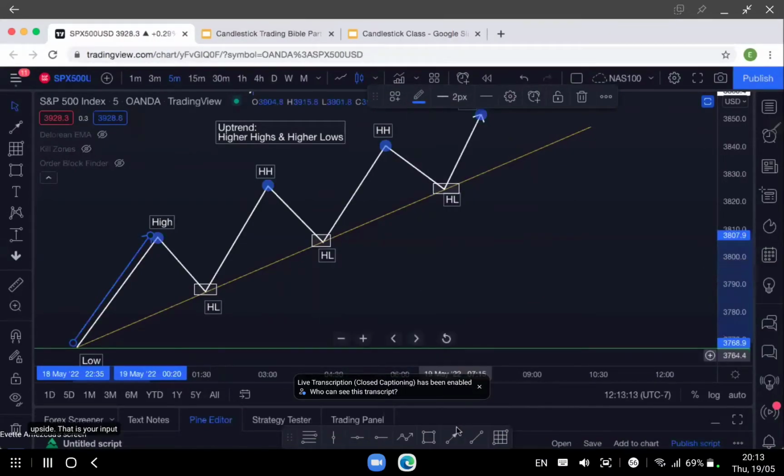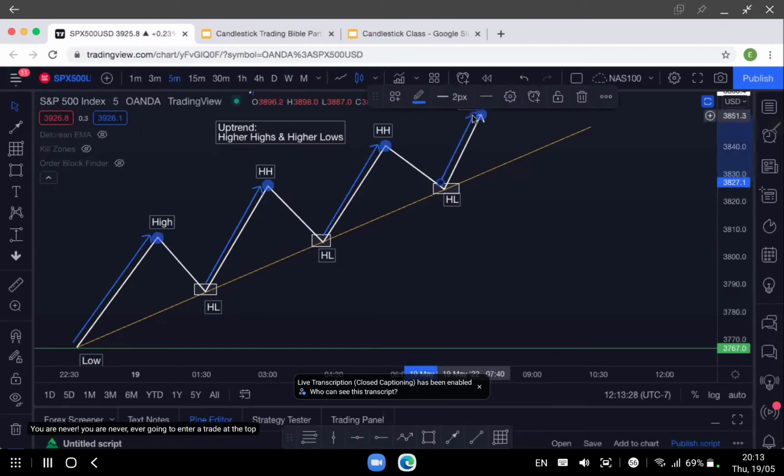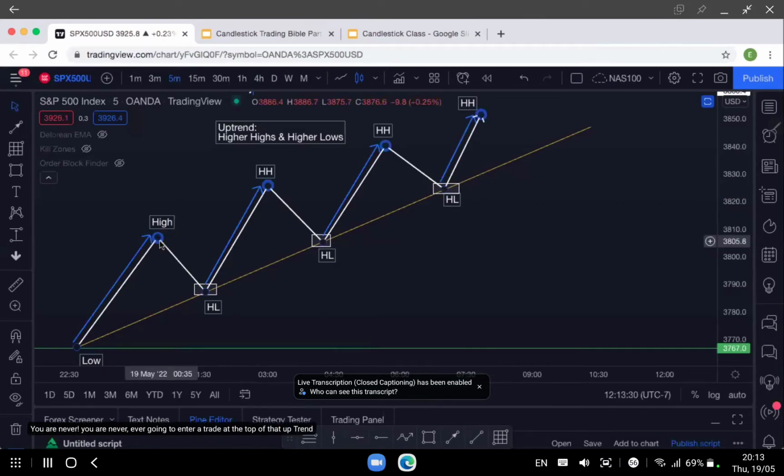That is your impulse. Impulse is always going to be to the upside. You are never ever going to enter a trade at the top of that uptrend. You're never going to enter a buy at the top of that uptrend.